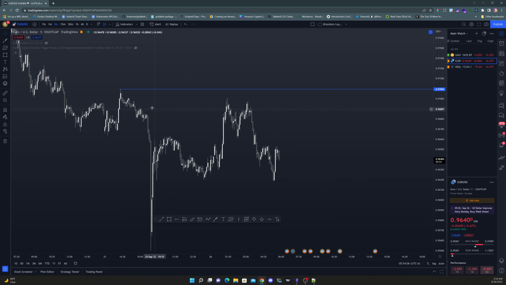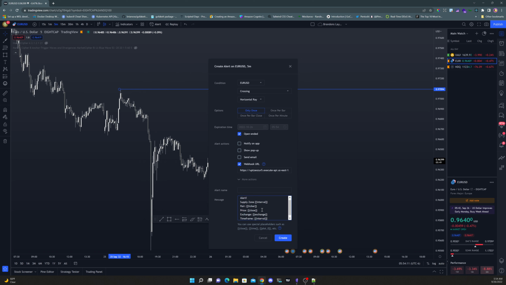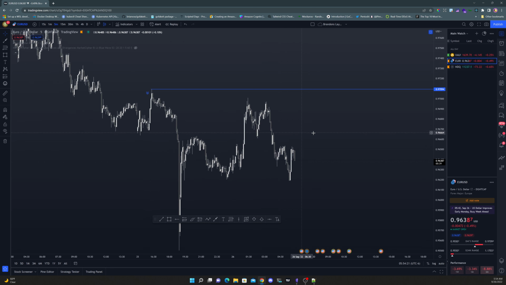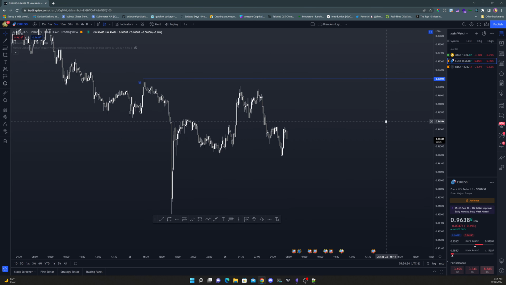But overall, we want to see it break this before we even look for longing up to the supply zone. So I'm just going to go ahead and put an alert here for BOS. Why not? Boom. And that's pretty much that, right?